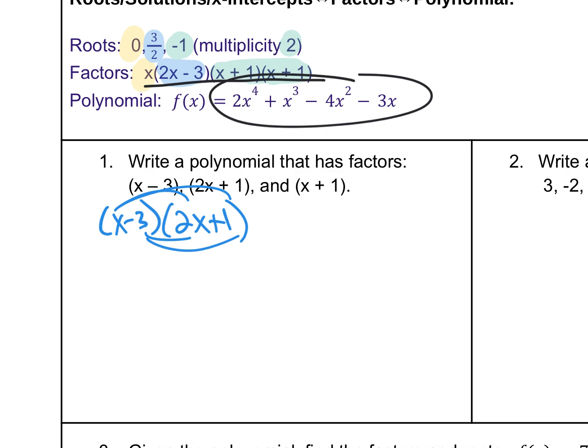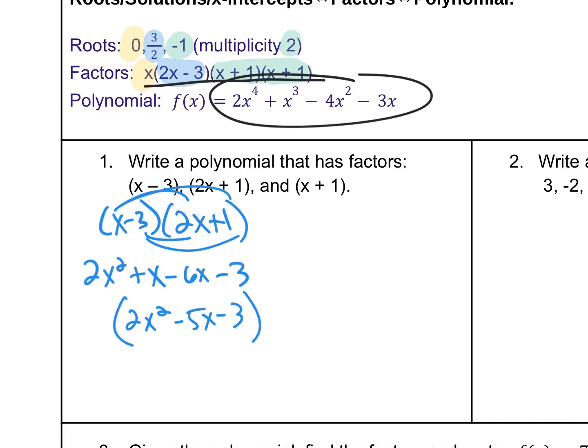So as we do that, we end up at 2x squared plus 1x minus 6x minus 3. So from there, we want to go ahead and combine some like terms. So as I combine like terms, I get 2x squared minus 5x minus 3. So really, that was the first 2 factors, the x minus 3 and the 2x plus 1 multiplied together.